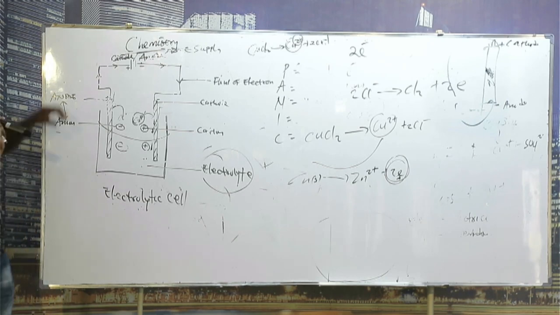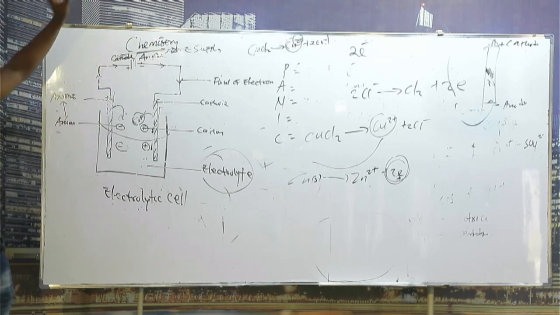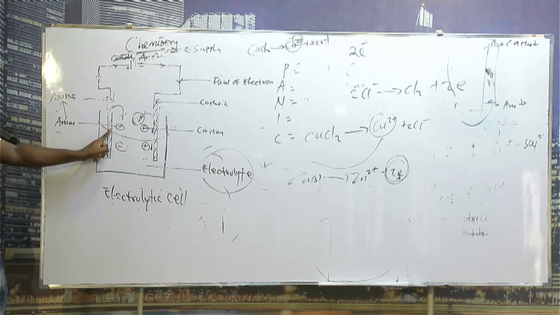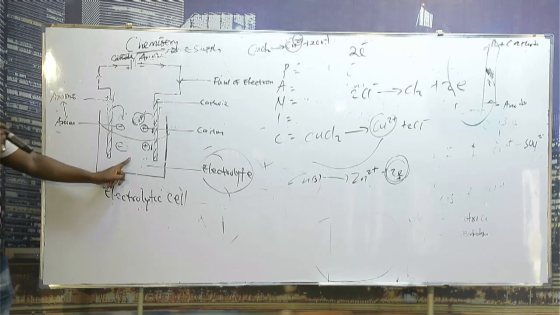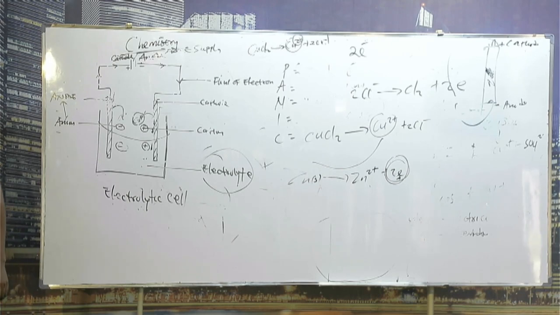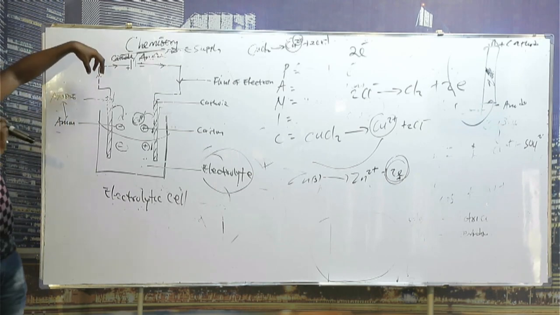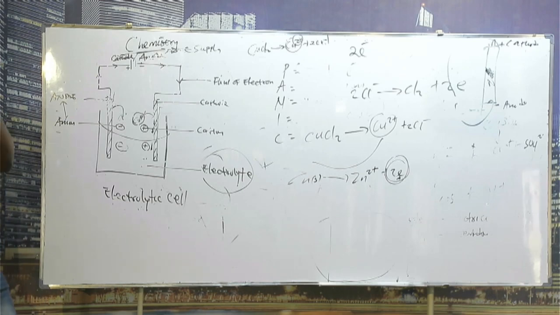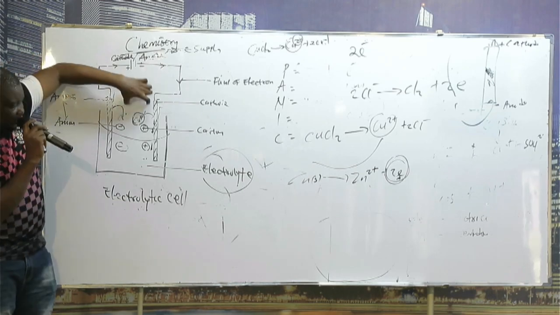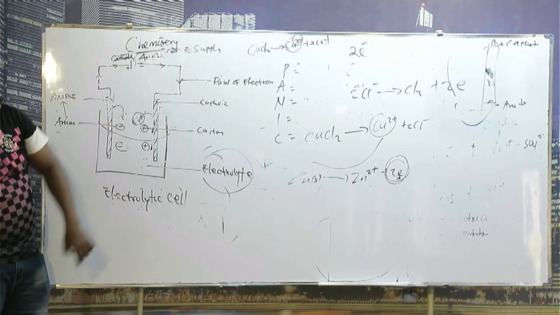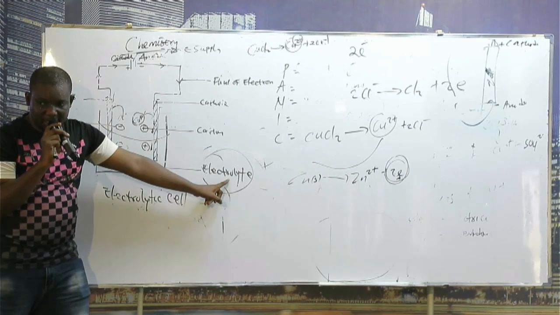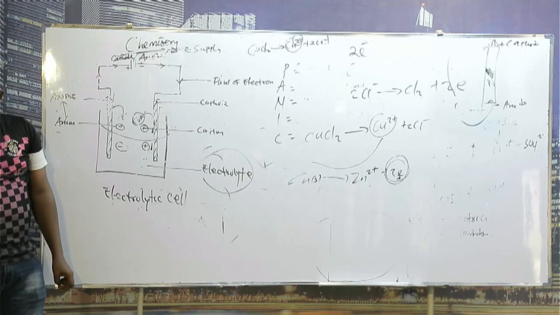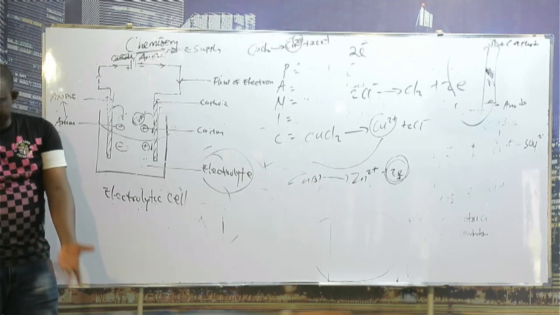Let's concentrate on these three components: anode, cathode, electrolyte. Do you get the point? The reason why these two electrodes are dipped in the electrolyte is so that when the electrolyte decomposes, the ions can see where to migrate.